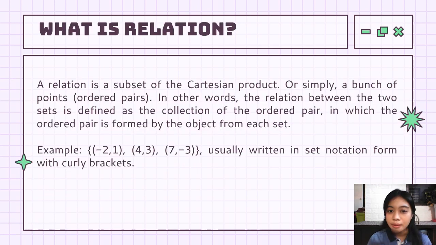Second, relation. So what is a relation? A relation is a subset of the Cartesian product, or simply a bunch of points or ordered pairs. In other words, the relation between two sets is defined as the collection of ordered pairs, in which the ordered pair is formed by the objects from its sets. Example: {(-2, 1), (4, 3), (7, -3)}, usually written in set notation formed with curly braces.